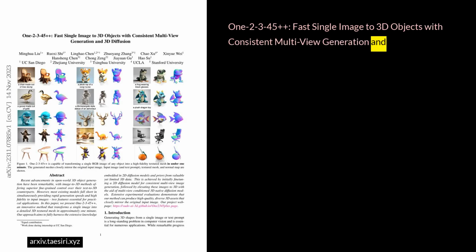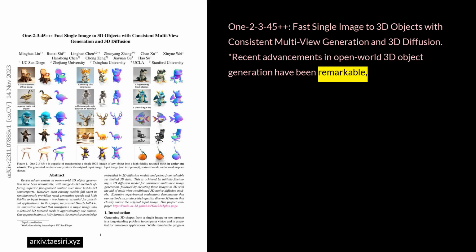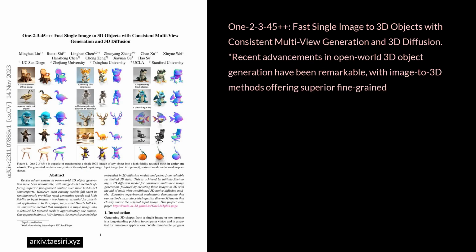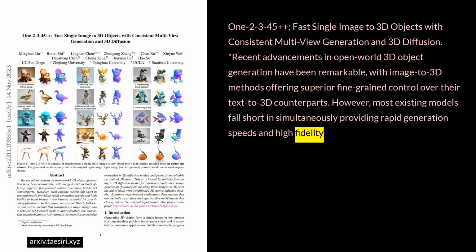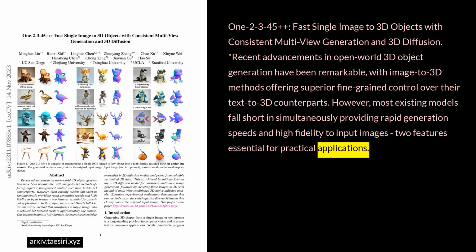12345++, fast single image to 3D objects with consistent multi-view generation and 3D diffusion. Recent advancements in open-world 3D object generation have been remarkable, with image-to-3D methods offering superior fine-grained control over their text-to-3D counterparts. However, most existing models fall short in simultaneously providing rapid generation speeds and high fidelity to input images, two features essential for practical applications.